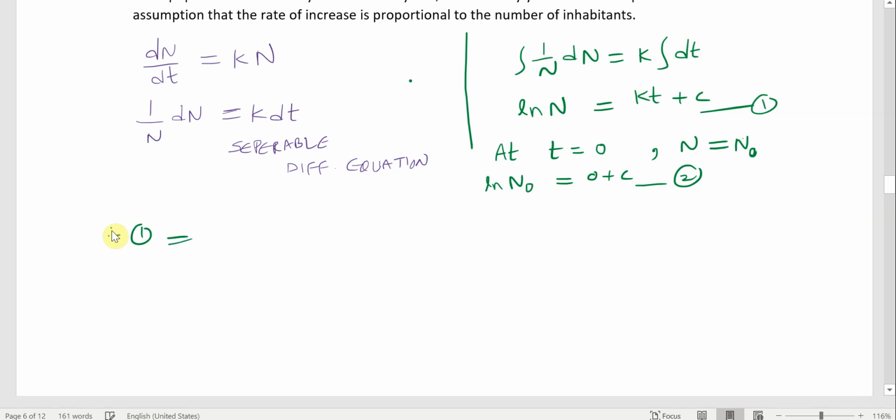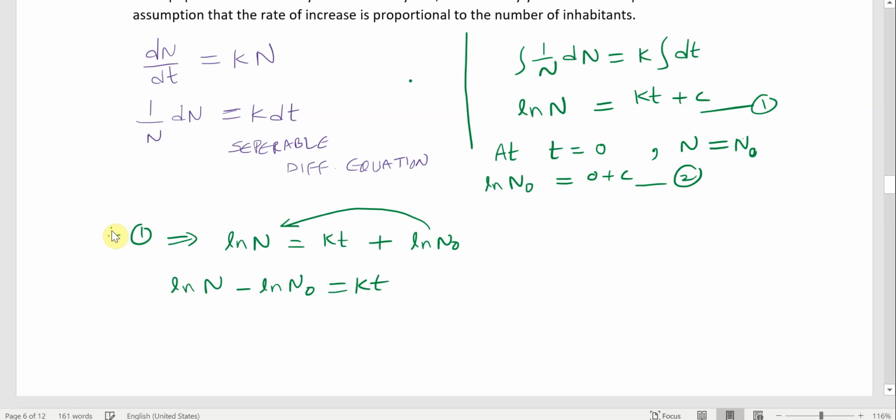Therefore equation 1, ln n equals kt plus c. The c value is ln n naught, so I wrote c as ln n naught. So ln capital N minus ln n naught equals kt. So ln n naught I brought to the left side of the equal sign. Say this is equation number 3.